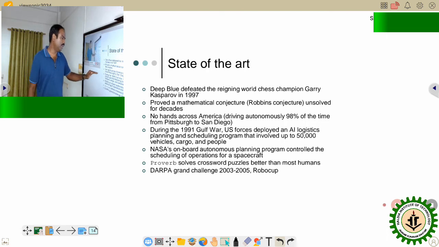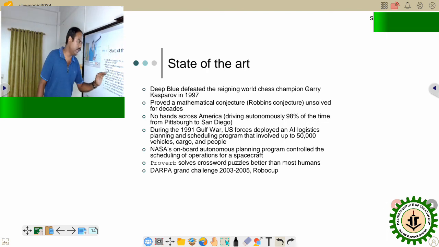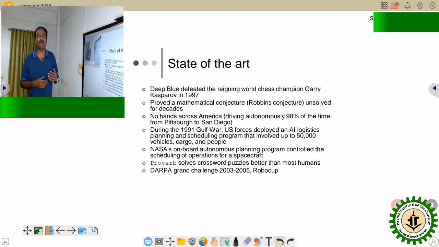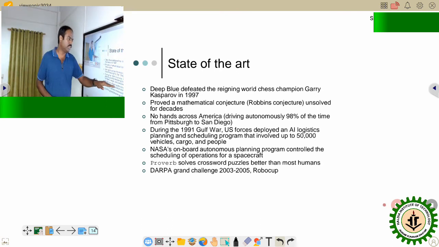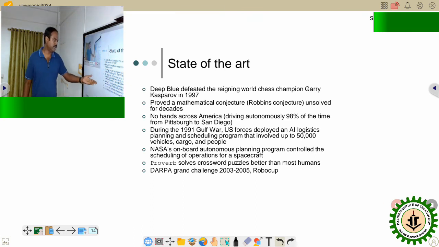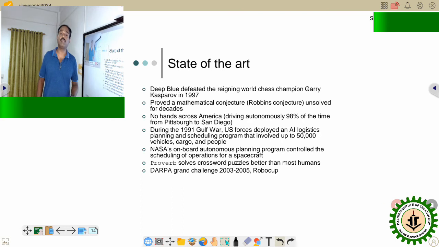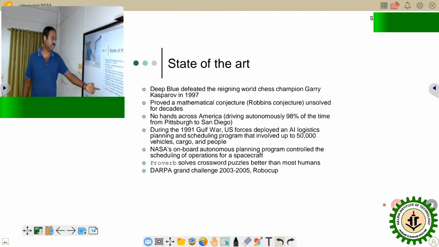Now during the 1991 Gulf War, the US Army had some logistics applications. Now NASA onboard automation, an autonomous planning program that is controlled by AI. Now there is Proverb, which solves crossword puzzles better than human beings, and there is the DARPA Grand Challenge, that is Robocop, it was done. That means there are a lot of things going on in AI, where AI is the best thing for computers which can take some decisions.